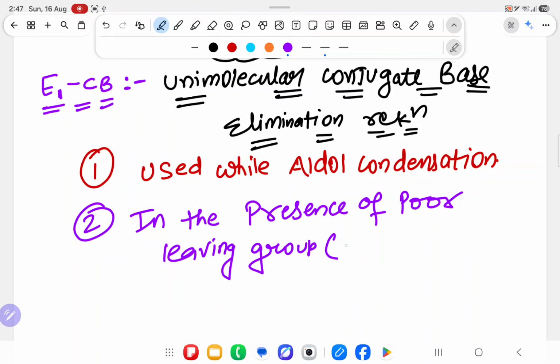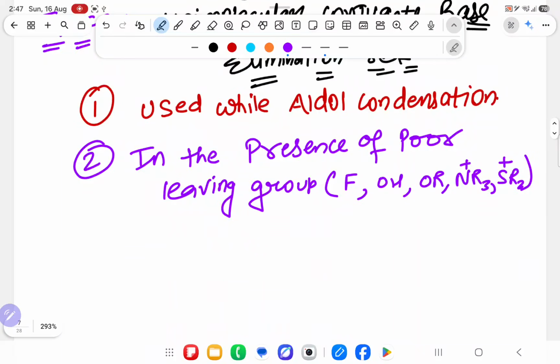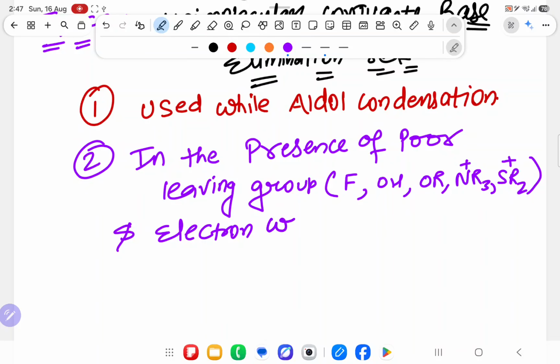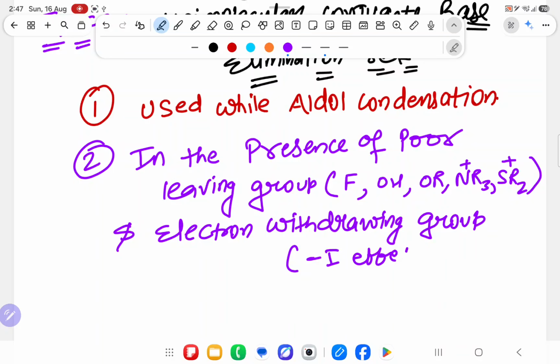Acha, what are the poor leaving groups I have written? Sir, fluorine, OH, OR, NR3 plus, SR2 plus. These are the poor leaving groups. It will happen in the presence of a poor leaving group, as well as an electron withdrawing group. Electron withdrawing group means minus I effect.